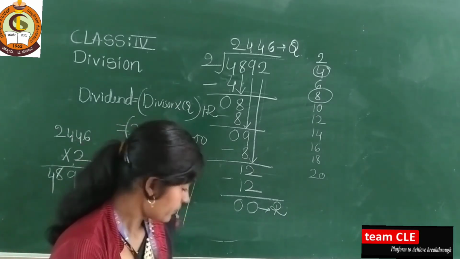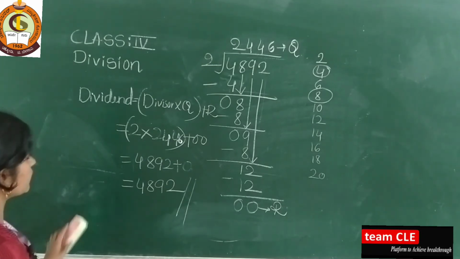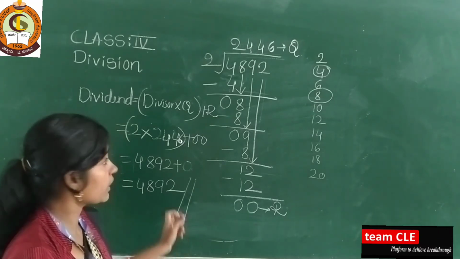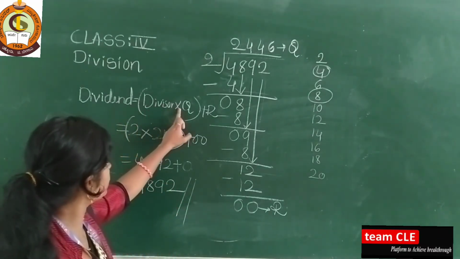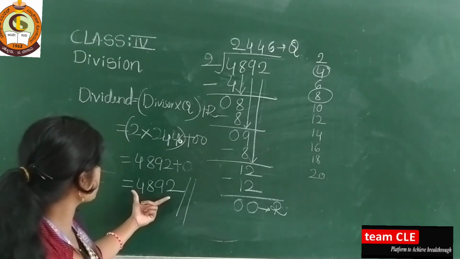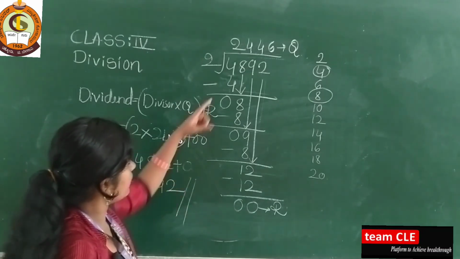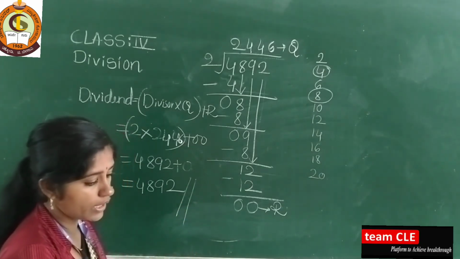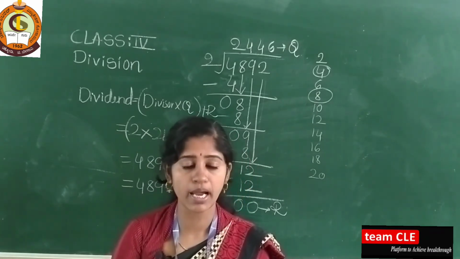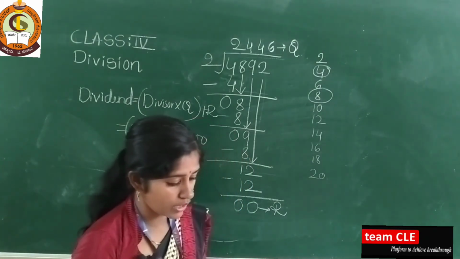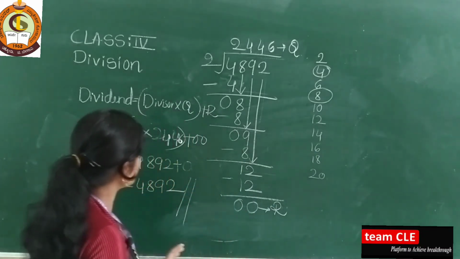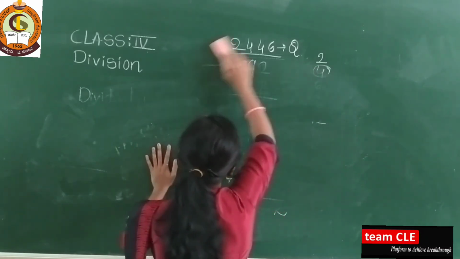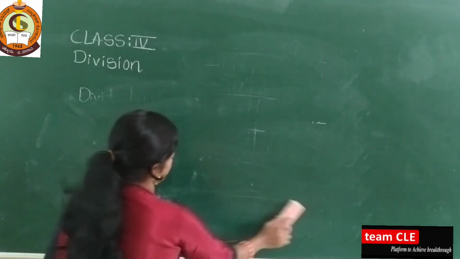See here, after this what I come to know, see here my answer is correct because after multiplying divisor into quotient plus remainder I got here 4892 as an answer, and here also the question is 4892. So here my verification is correct and my answer is correct. Okay, so here I will give some examples to do as homework, and verification, I will solve a few more examples regarding this in the next video.